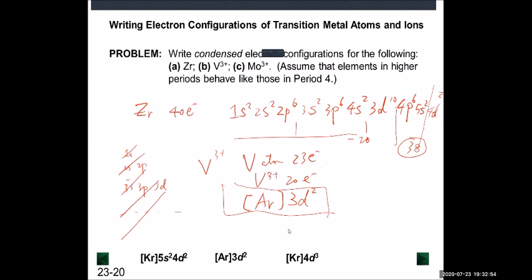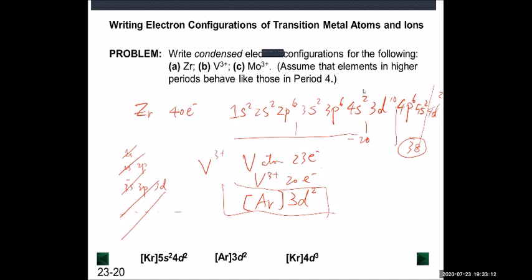We need to know how to write the ion configurations. Later in the chapter, we deal with the transition metal complex. The number of electrons in the d orbital affects the magnetic properties. And that's where we start from here. Okay, so that's the configuration.